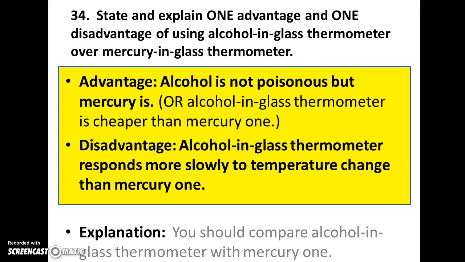Question 34. State and explain one advantage and one disadvantage of alcohol-in-glass thermometer. Alcohol is not poisonous, but mercury is. This is the advantage of using alcohol-in-glass thermometer. One disadvantage: alcohol-in-glass thermometer responds to temperature change more slowly.